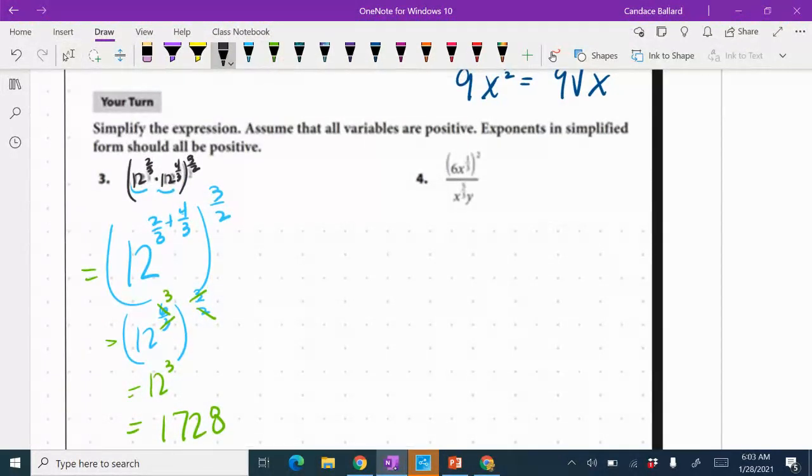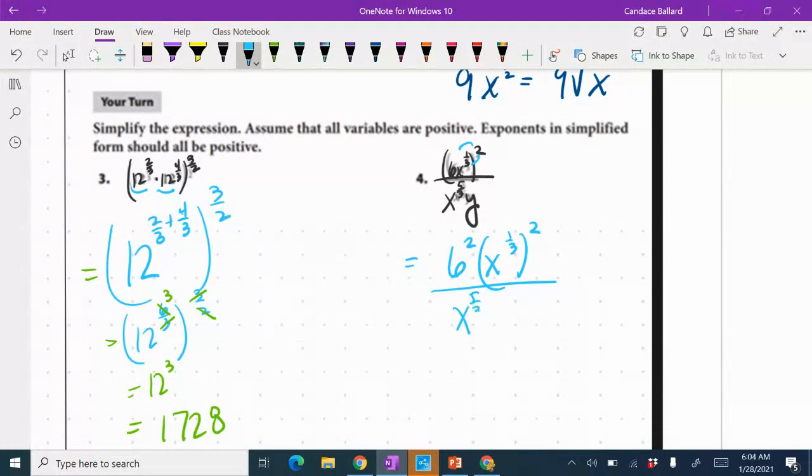And this last one here, we've got 6x to the 1/3 power squared over x to the 5/3 power times y. So the first thing I am noticing is I have to deal with these parentheses first, so I'm going to distribute in the squared. So we would have 6 squared x to the 1/3 squared over x to the 5/3 y.